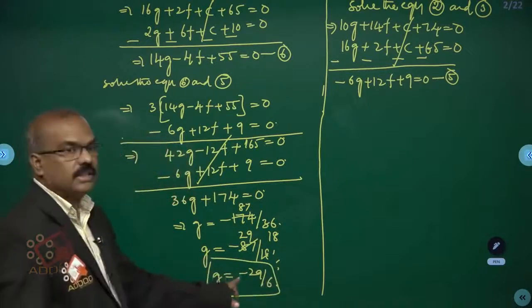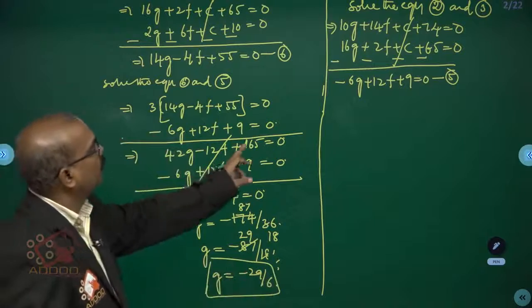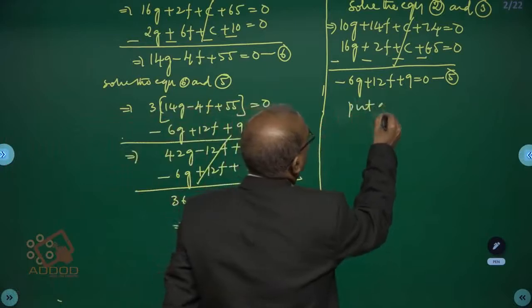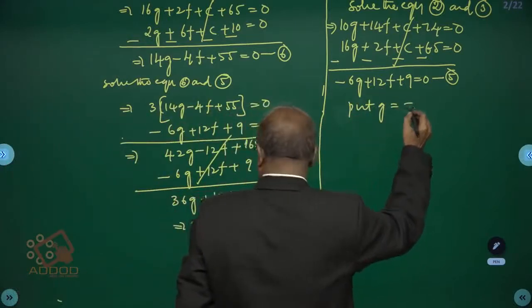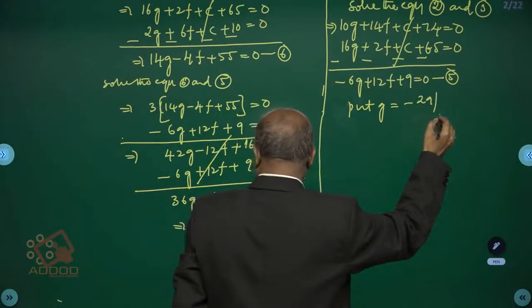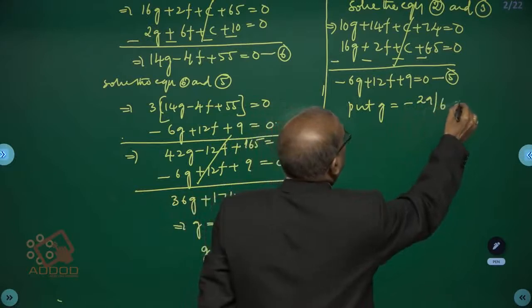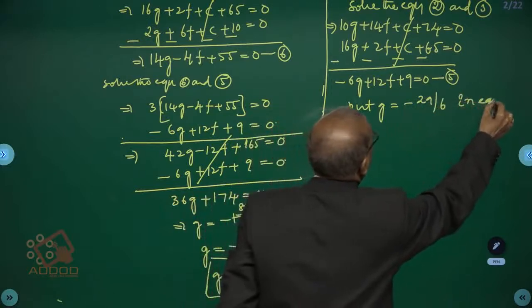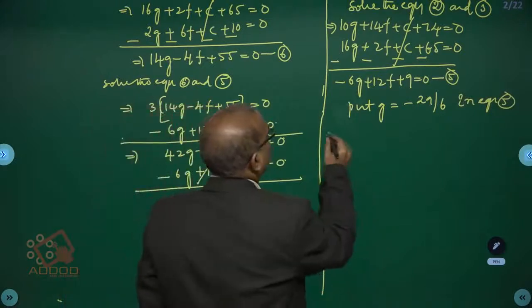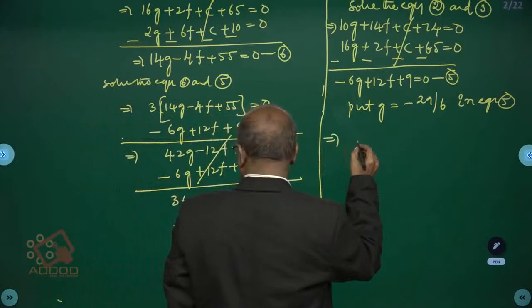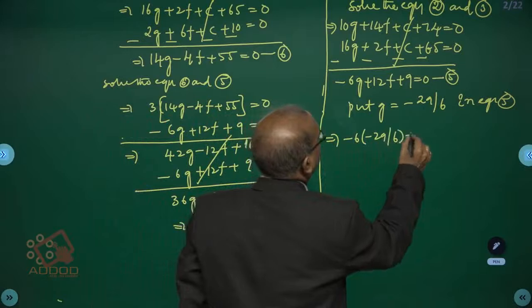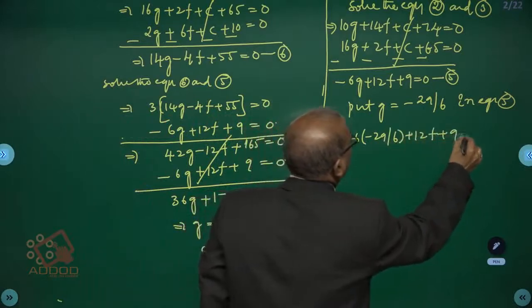So from that, if you write the G value in any one of the equations, so put G is equal to minus 29 by 6 in equation 5. Okay, so that is minus 6 into minus 29 by 6 plus 12f plus 9 is equal to 0.